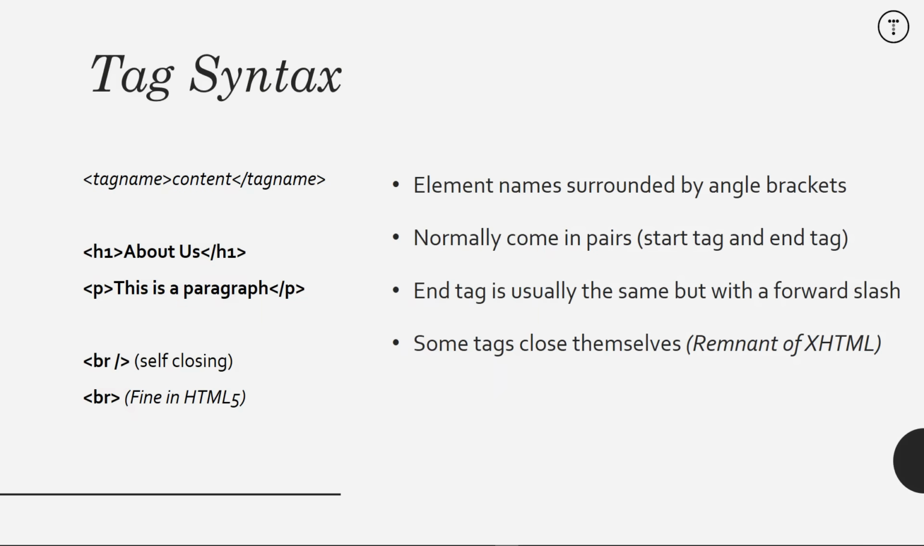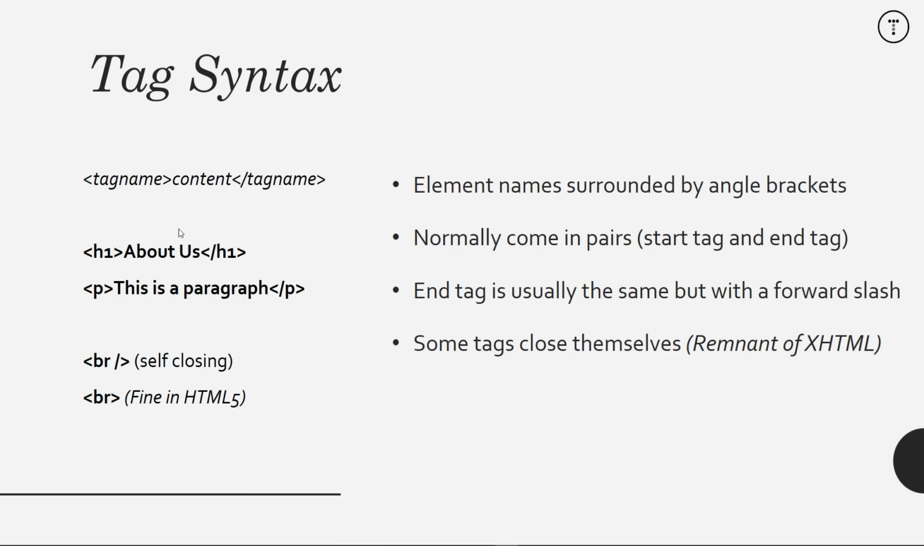So an HTML tag is the basic building block of any web page. Different tags format the way that information and text is displayed. So element names are surrounded in angle brackets or greater than and less than symbols. And tags usually come in pairs. One's a start tag, one's an end tag. If we look over here, we have the start tag, the end tag, and then we have content in between.